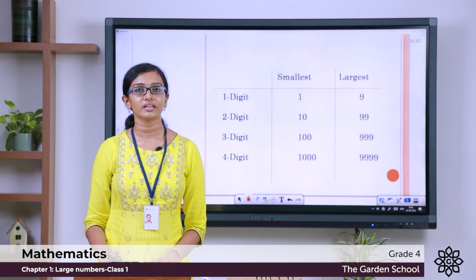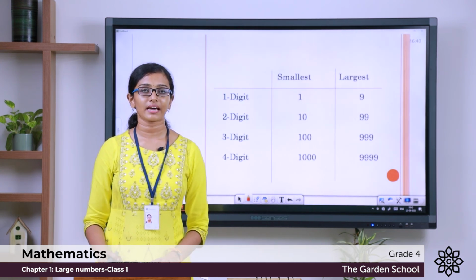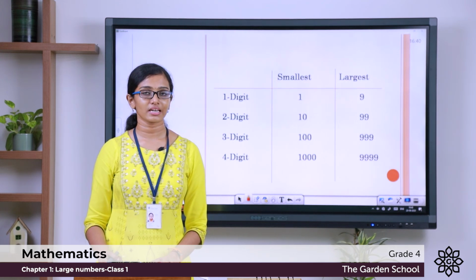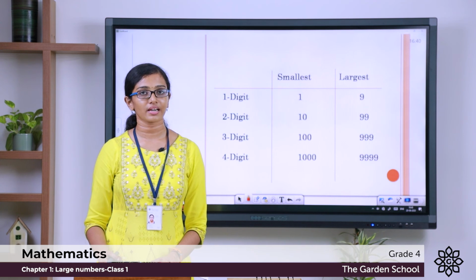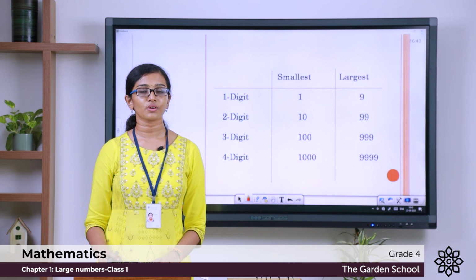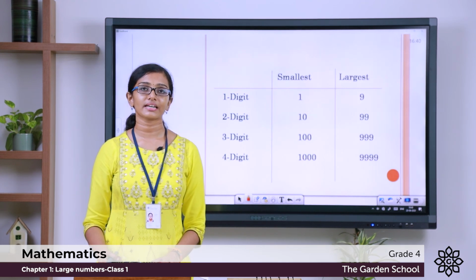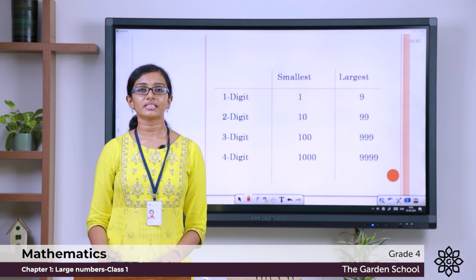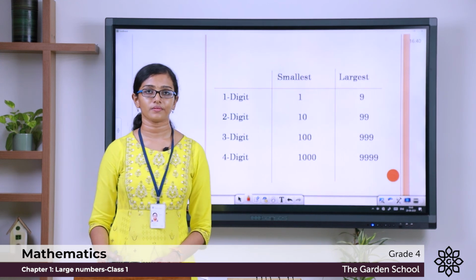Hope you have finished that. Now, let us check the answers. The smallest 1 digit number is 1 and the biggest 1 digit number is 9. The smallest 2 digit number is 10, the biggest being 99. The smallest 3 digit number is 100 and the biggest 3 digit number is 999. The smallest 4 digit number is 1000 and the biggest 4 digit number is 9999. So, let us see what comes after 9999.